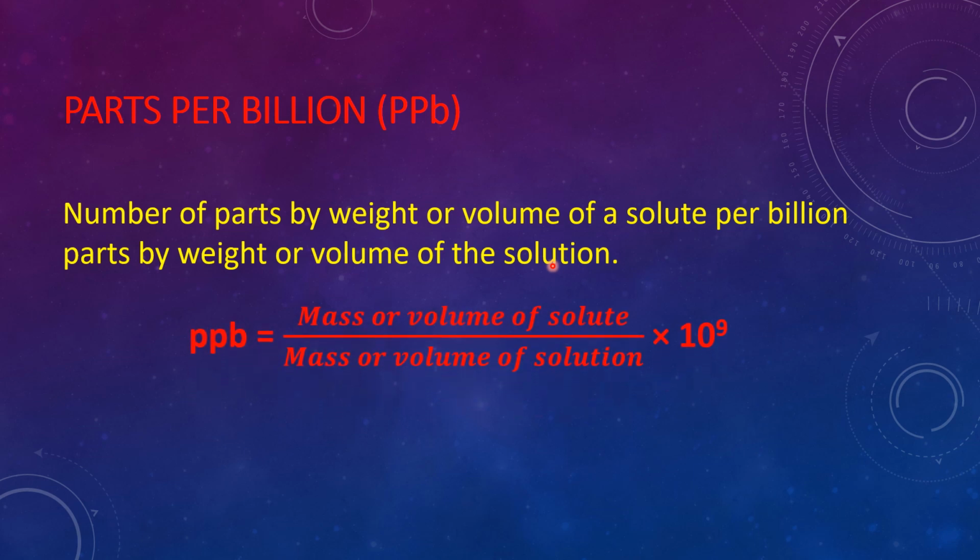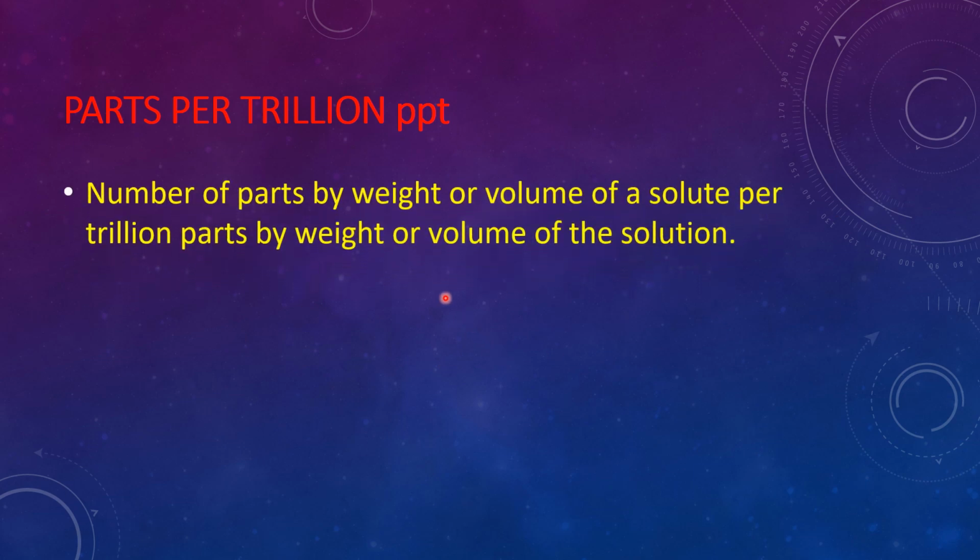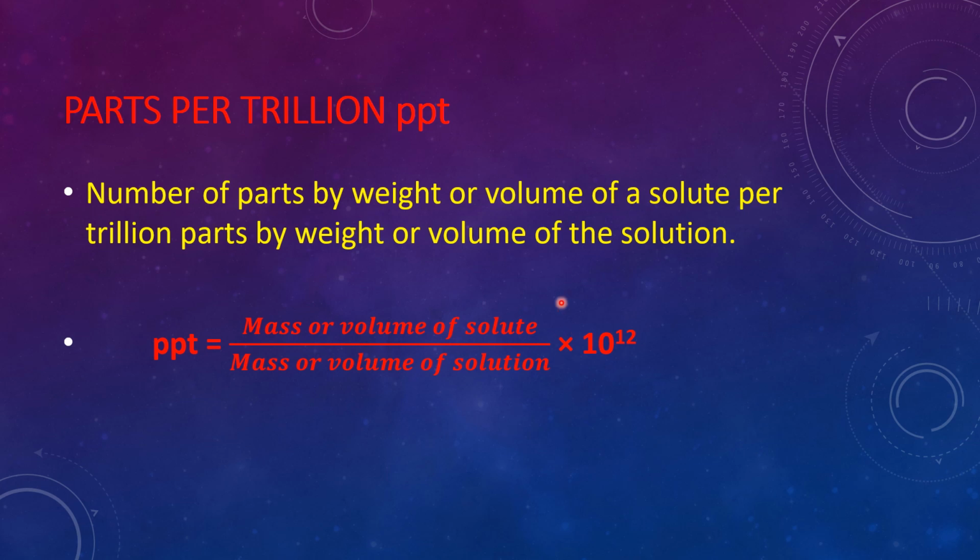So in numerical form, we will write it mathematically: mass or volume of the solute divided by mass or volume of the solution, multiplied by 10 raised to the power 9. And in the same way, parts per trillion is the number of parts by weight or volume of the solute per trillion parts by weight or volume of the solution. Mathematically, we express it in the same way: mass or volume of the solute divided by mass or volume of the solution multiplied by 10 raised to the power 12.